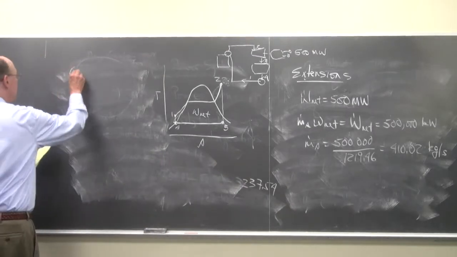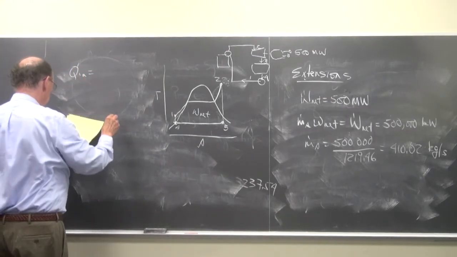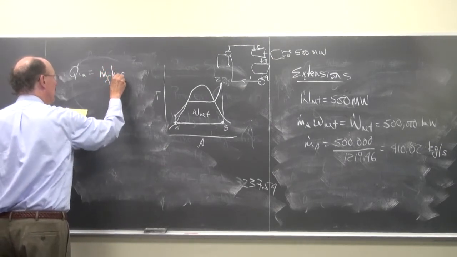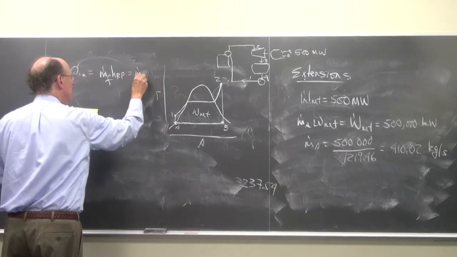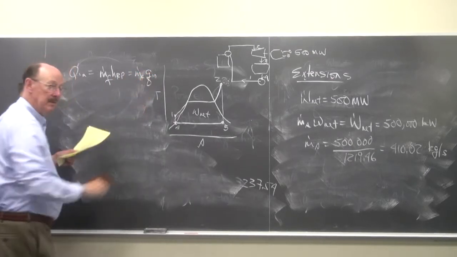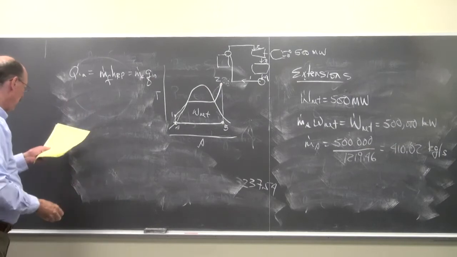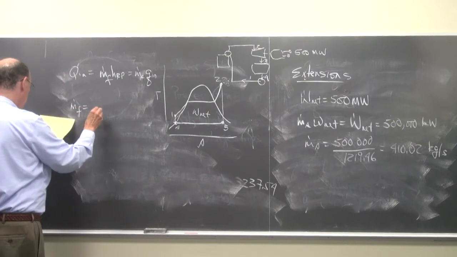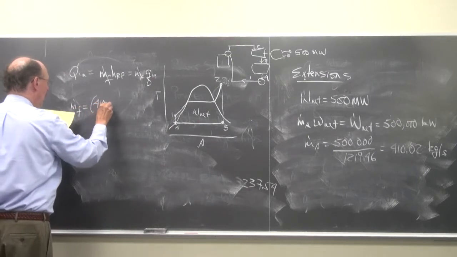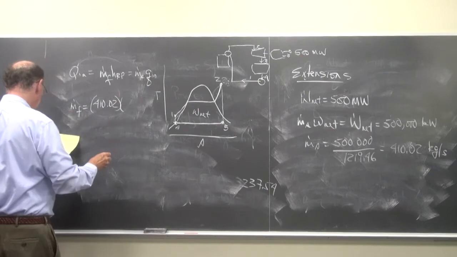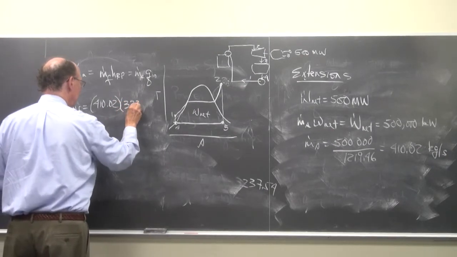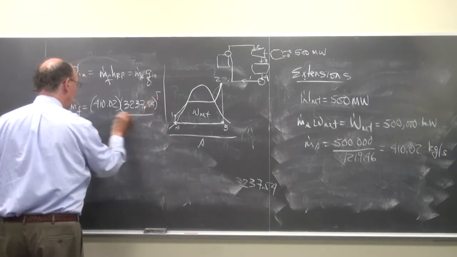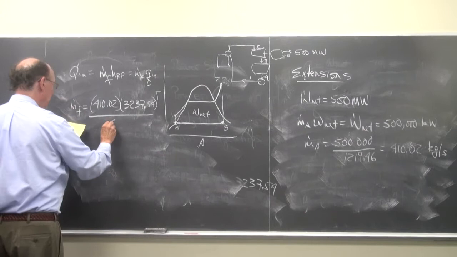So Q dot N is M dot F H sub RP, which is equal to M dot S times Qn. So now I can find the fuel flow rate. So let's say that M dot F is equal to 410.02 times Q dot N, which is 3237.54, divided by H sub RP.